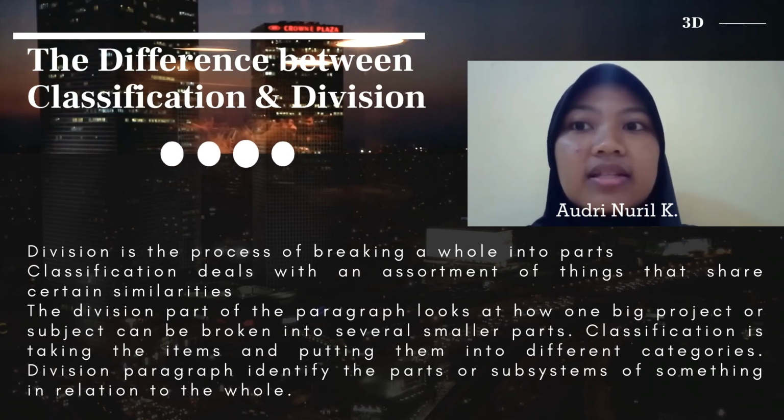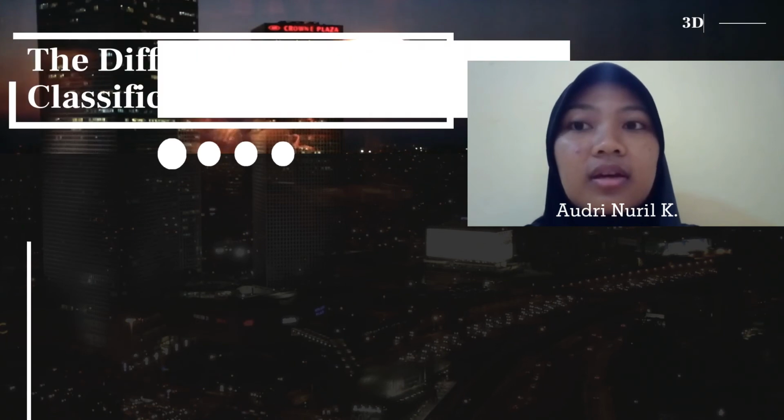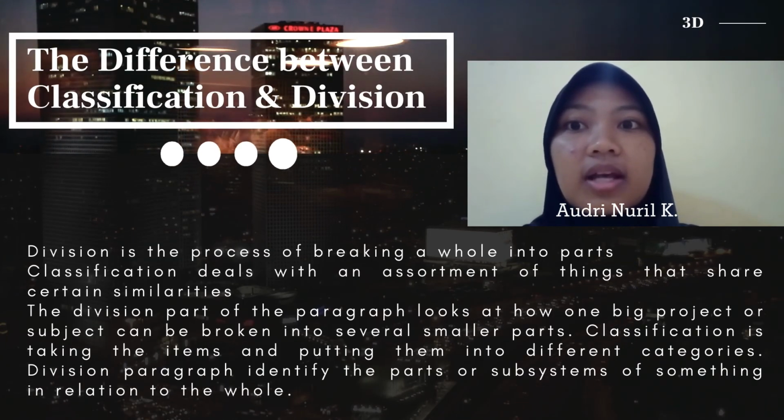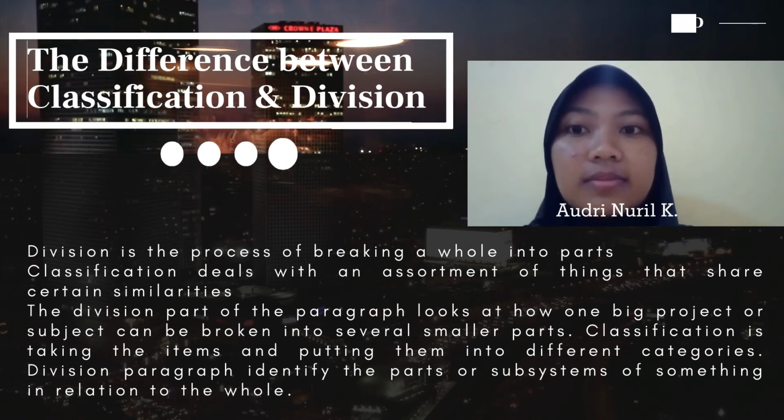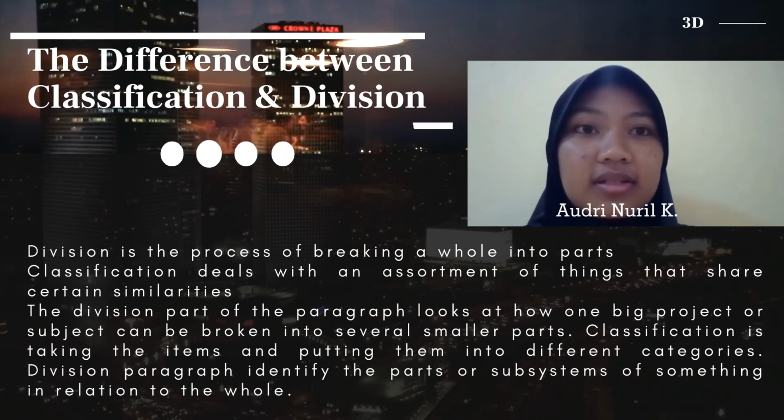And then, classification paragraph. Classification deals with an assortment of things that share certain similarities. Classification is taking the items and putting them into different categories.